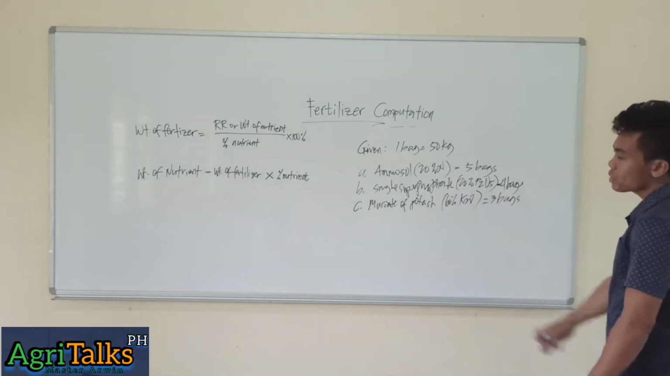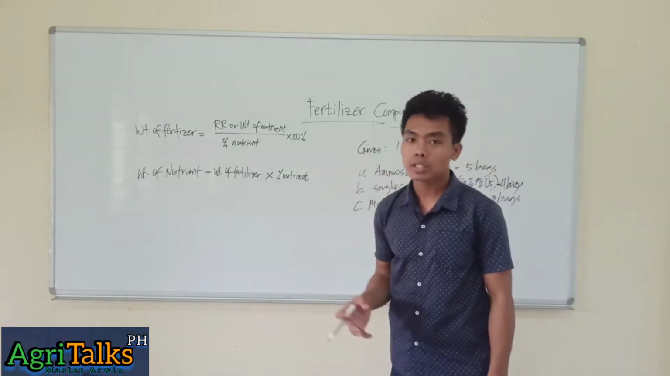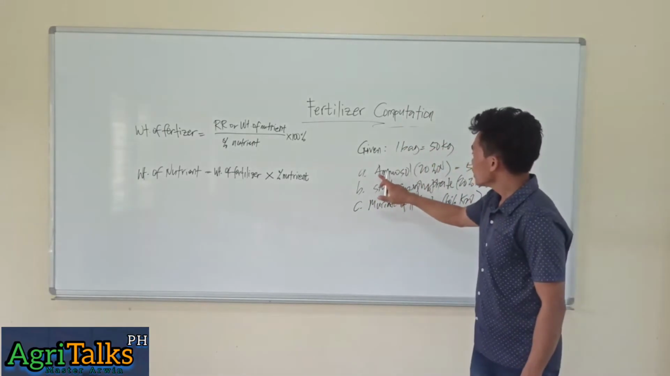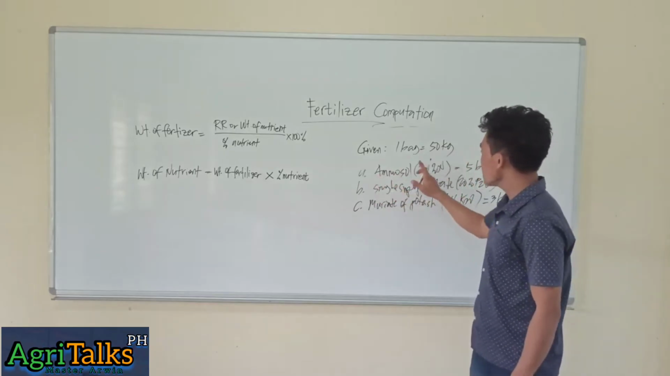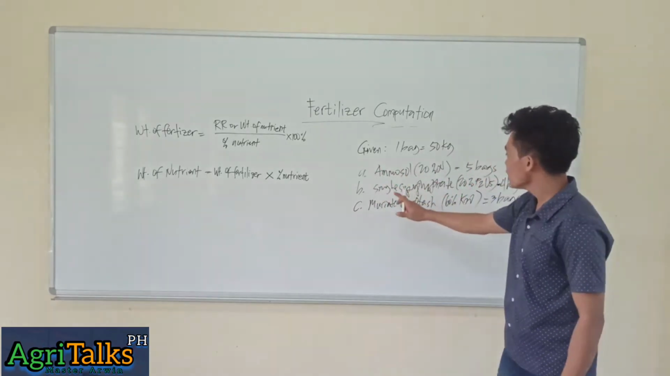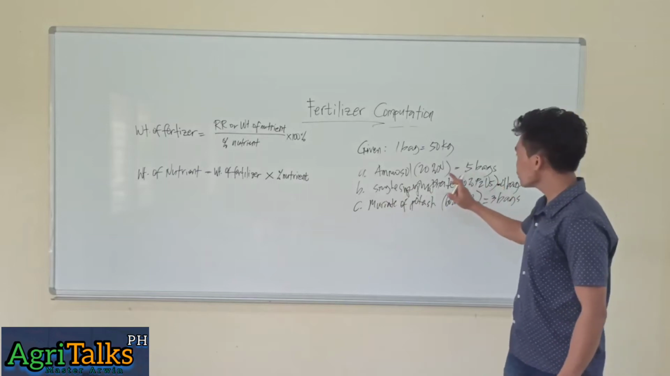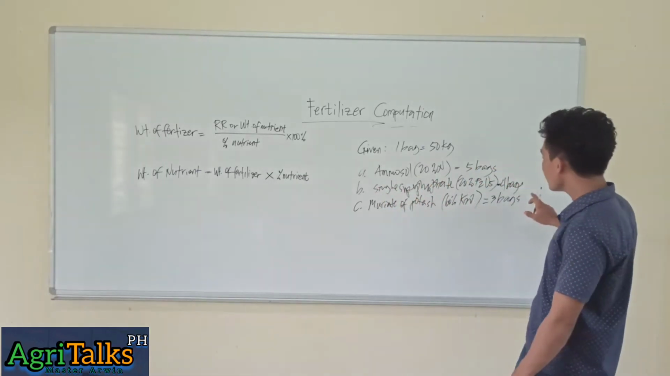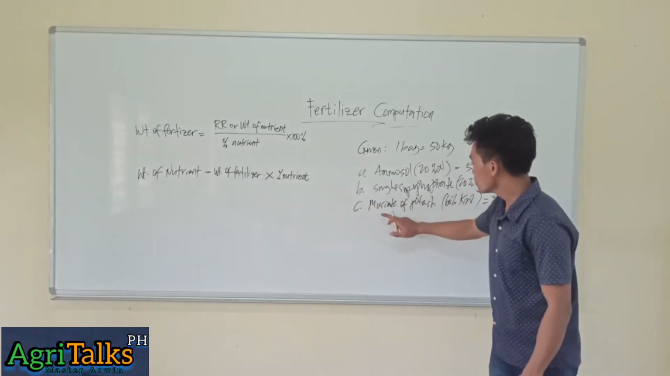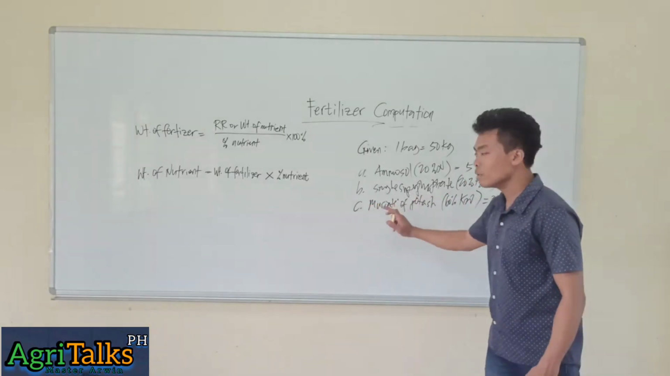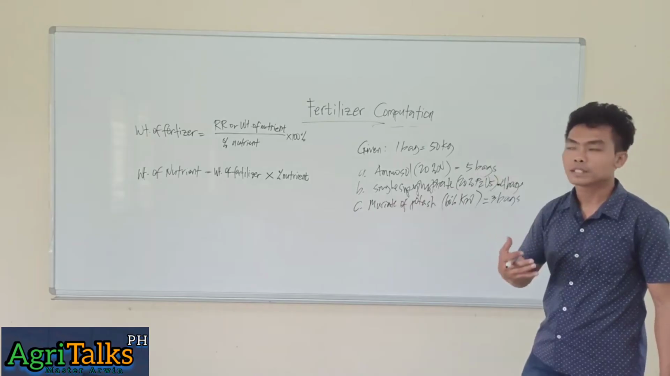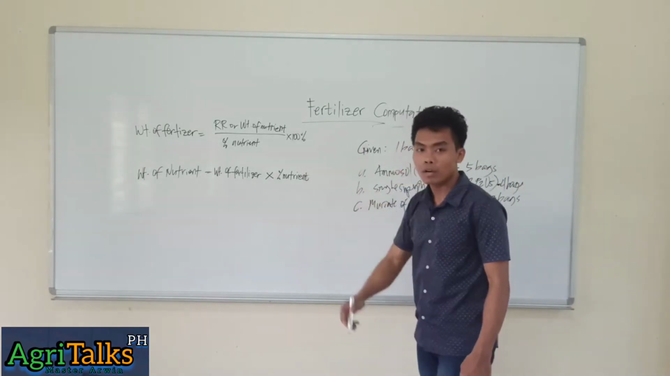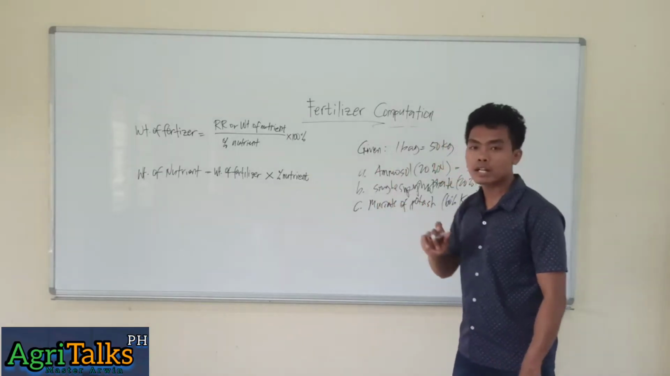Okay? So, next we will compute for how much nitrogen is found in the ammonium sulfate, and then how much phosphorus is found in the single superphosphate, and then how much potassium is found in this muriate of potash. Okay, so we will use this formula. So let's first answer the letter A.